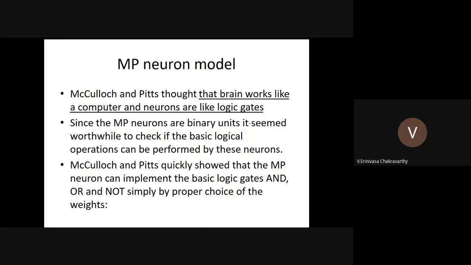They thought that the brain is like a computer, and therefore this idea of binary neuron is inspired from there. And they thought that neurons are like logic gates. So the brain is like a big network of logic gates, which is what a computer is, at least conceptually. Since the McCulloch and Pitts neurons are binary units, it seemed that if you can show that the neurons can perform logic gates, then their insight will be justified. So they showed that the McCulloch and Pitts neuron can implement basic logic gates, that is AND, OR, and NOT, just by proper choice of the weights.